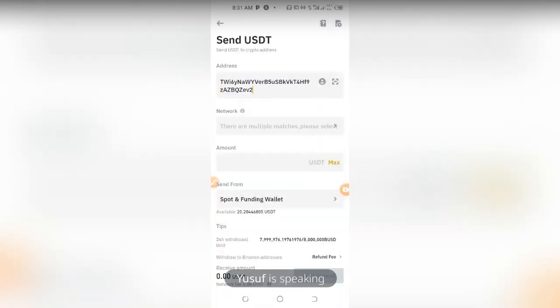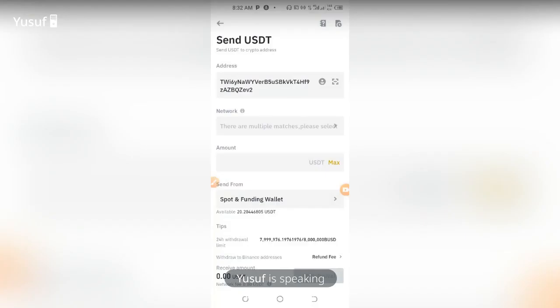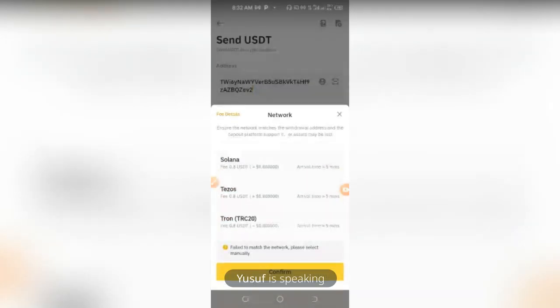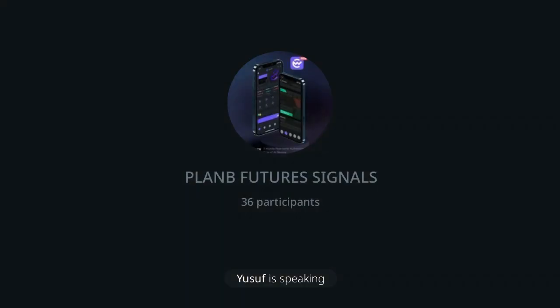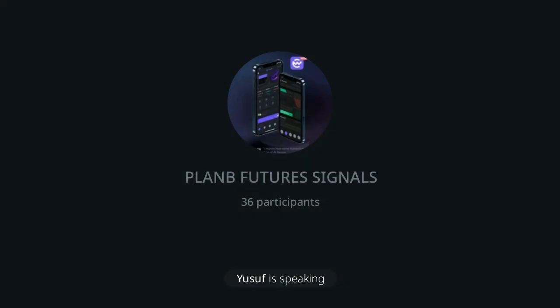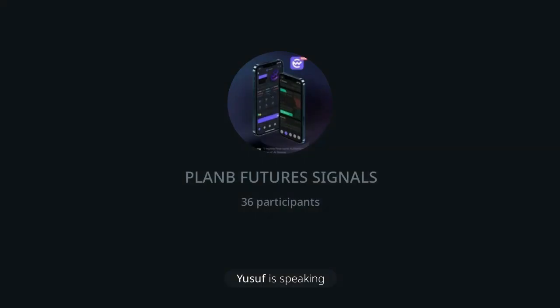I'll paste the wallet address, and it will ask me for network type. The network we chose earlier, remember, is TRC20. Mind you, when you are sending via TRC20, you must receive a wallet address of TRC20. When you are sending via ERC20, you must receive a wallet address of ERC20. If the wallet is not compatible, you might lose the fund.